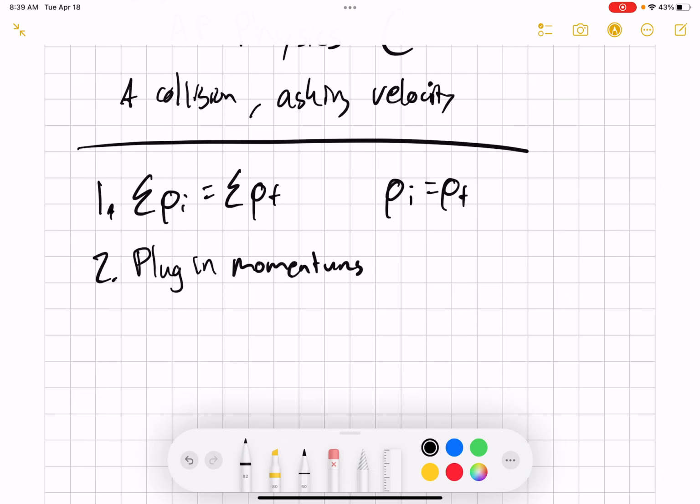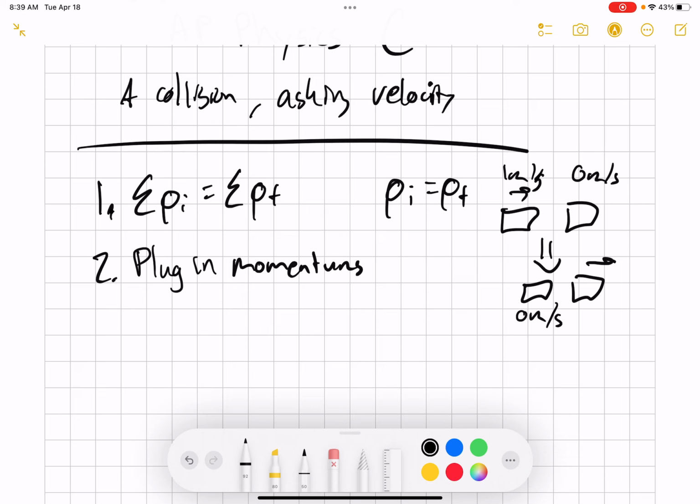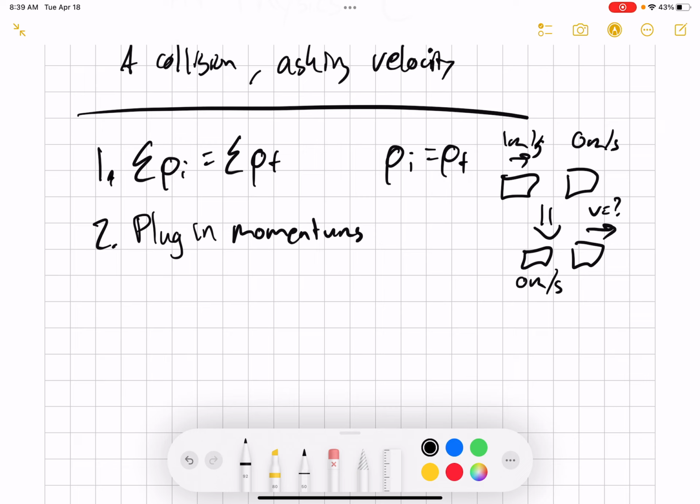So if we had something like block 1 moving at, let's say, 1 meter per second, and it's going to collide with block 2, which is initially moving at 0 meters per second, and then block 1 is going to stop, and block 2 is now moving at some velocity of question mark. Right, so we're going to plug in our momentums. I have Pi equals Pf. I only have one object moving at the beginning, so I have mv1 equals mvf2. Remember, everything on the left-hand side is initial momentum, and everything on the right-hand side is final momentum.